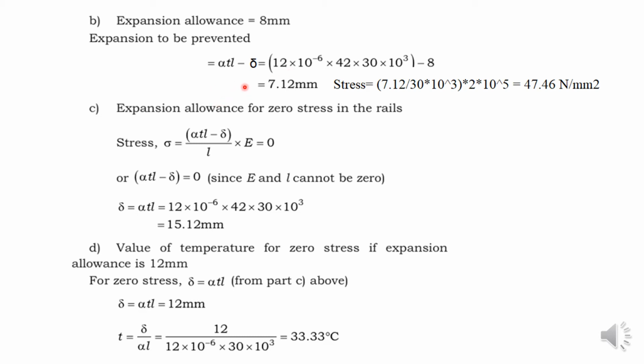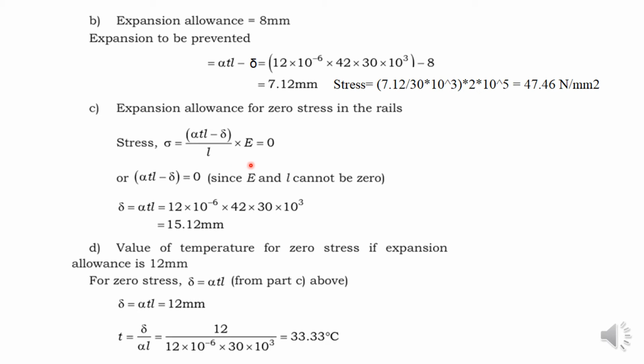That into Young's modulus will give the value of stress induced. Okay. Now, the expansion allowance for zero stress in the rails. The question is to find the value of small delta, given zero stress. That means the stress equation equals 0, so (alpha delta T into L minus small delta) divided by L into E is equal to 0.